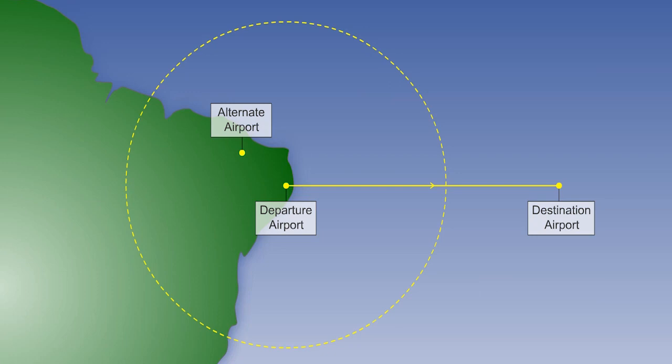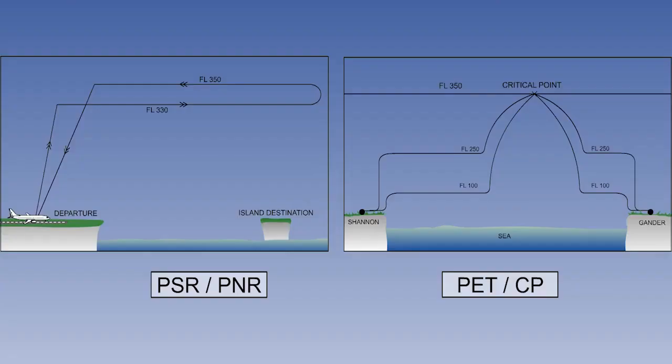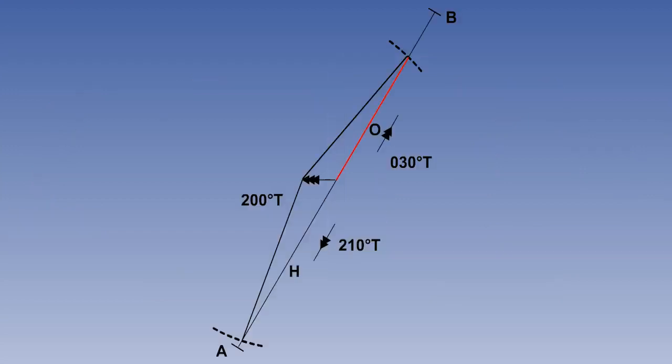Let's summarize this lesson. We revised the basic point of safe return equation, the one you should normally use if the fuel flow can be assumed to be constant. It was T equals EH over O plus H. We also reminded ourselves not to use the point of equal time formula for a point of safe return question, and of the need to use the navigation computer to properly solve the triangle of velocities in both directions if given a wind velocity instead of a component.